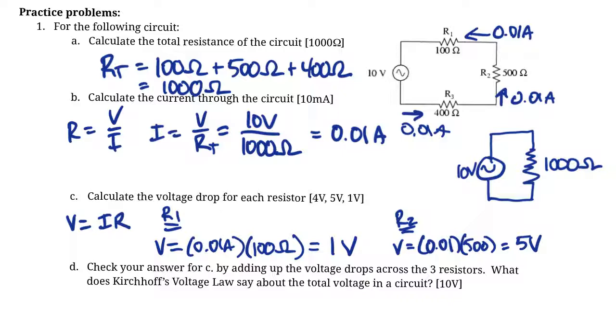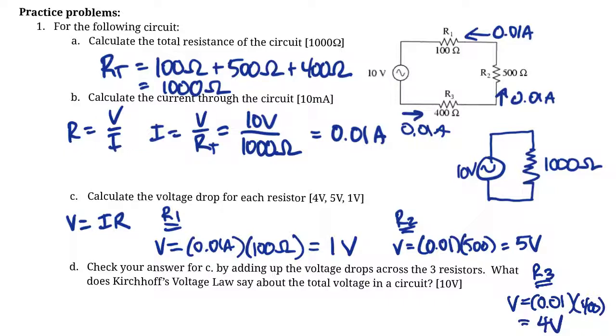I know we're sort of running out of room here, but we can just do it underneath. For resistor 3, the voltage is going to be 0.01 amps times 400 ohms. And that's going to give us 4 volts, exactly what we predicted, right?